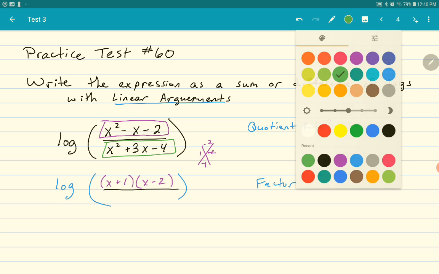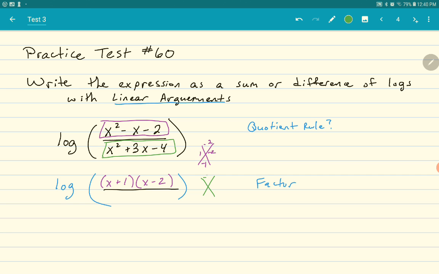Okay, so that one is, oops, green pen. So I need to get two numbers that multiply to -4 and add to +3. So multiplying to -4 means I'm looking for a difference rather than a sum, because I'm going to have one positive, one negative. So 4 and 1 gives me a difference of 3. I want a +3, so I'll make the smaller number negative. So my two factors here are x minus 1 and x plus 4. All right, so now I have all linear arguments, so that goal has been met. And now I can use the quotient rule.